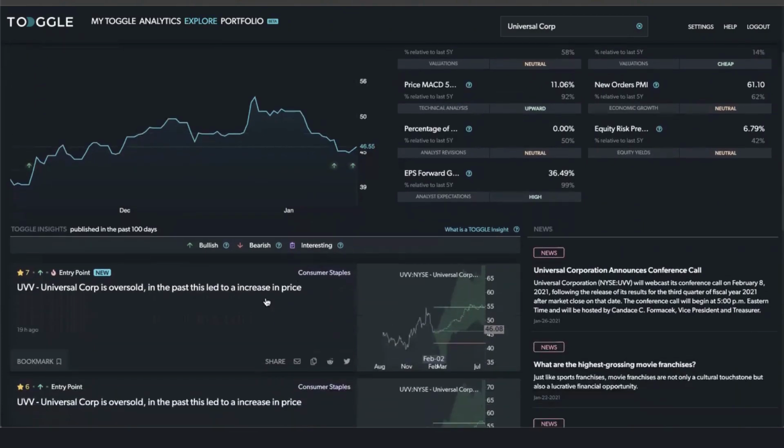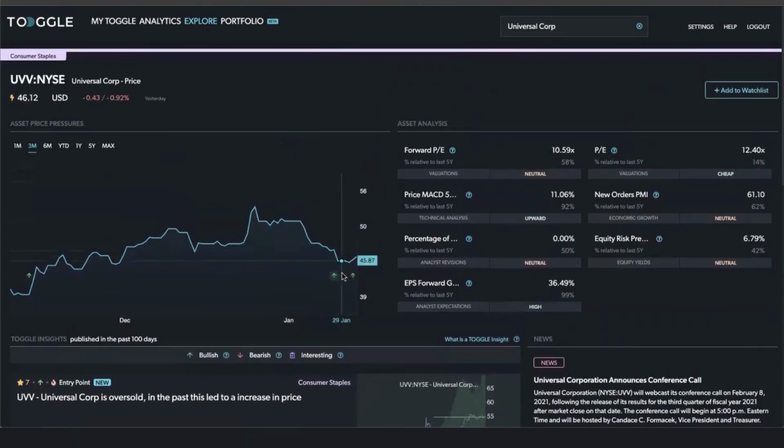So looking down here, you can see the insights that have taken place over the past couple of months. And the system here is picking up potentially a really good entry point for anybody who thinks that this is a stock that might belong to their portfolio.